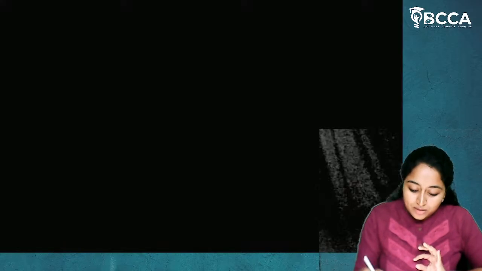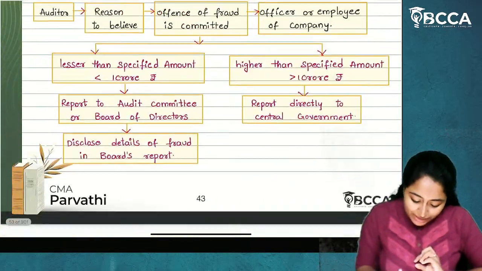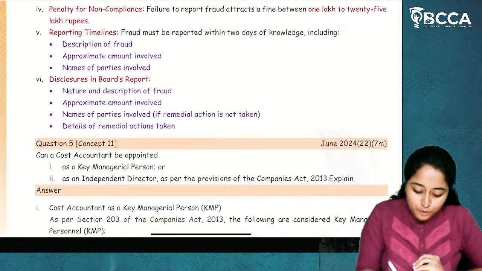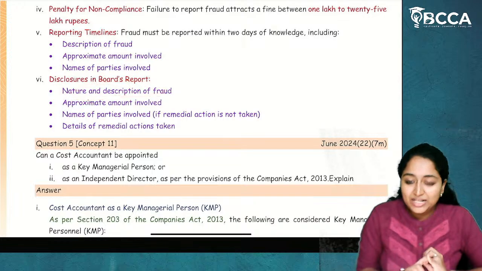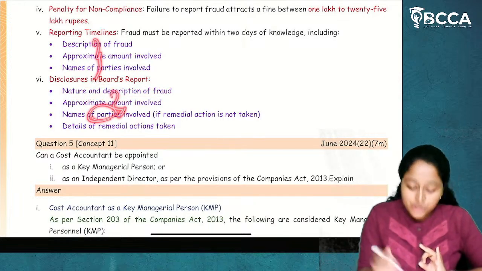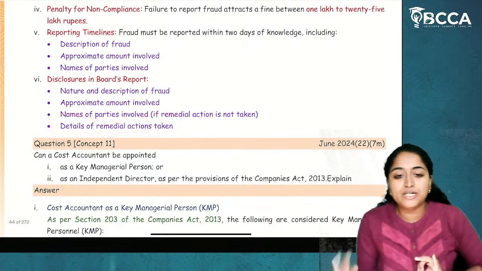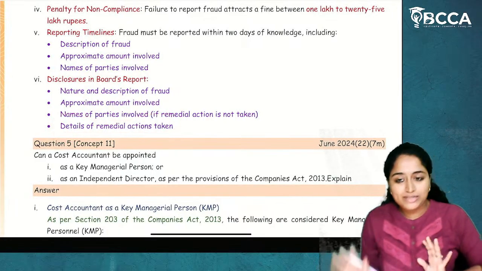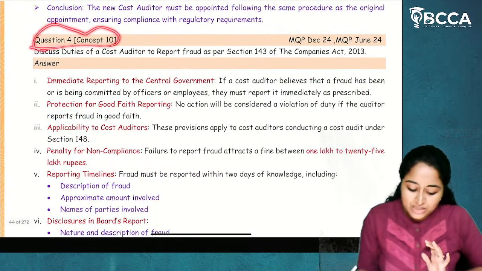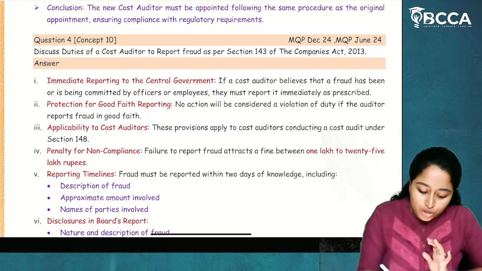And if he is intimating to the board of directors or audit committee, after that they have to give details of the fraud in the board's report. In the board's report, what will they give? Nature and description, approximate amount, names of parties, same. But the additional point is the details of remedial action taken by the board of directors or audit committee. Regarding that, they have to intimate. I hope it's clear. This is question number 4 regarding duties of cost auditor.